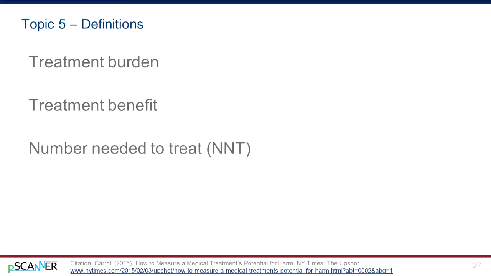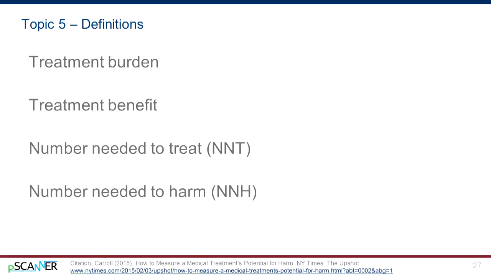NNTs well above 10 or even above 100 are common. Number needed to harm. And this is the flip side, or the number of people who'd need to receive some sort of medical therapy for one to be harmed. Research helps to describe and quantify the treatment burden and treatment benefit. The results of clinical research trials that compare the effects of various therapies are needed to calculate the number needed to treat and the number needed to harm.